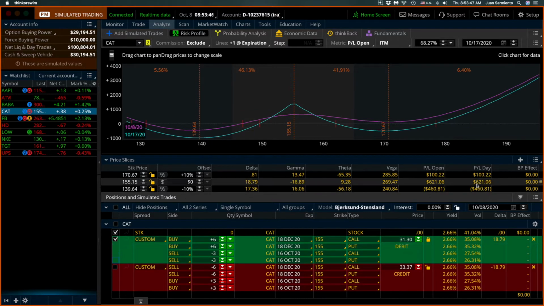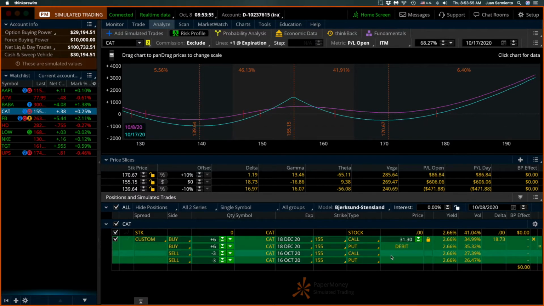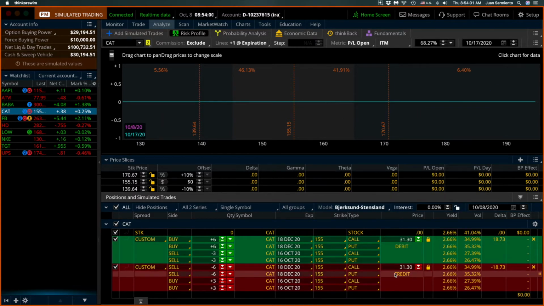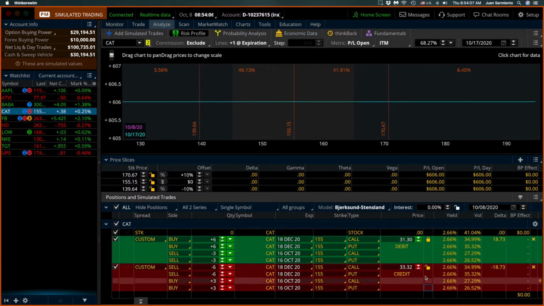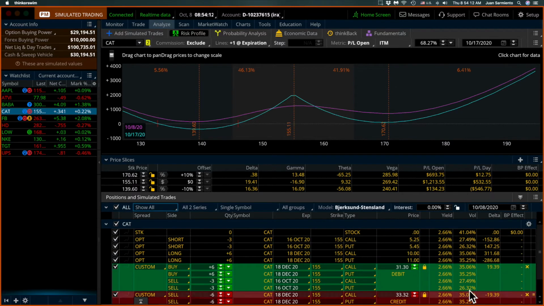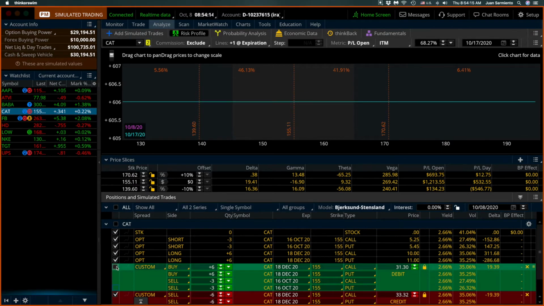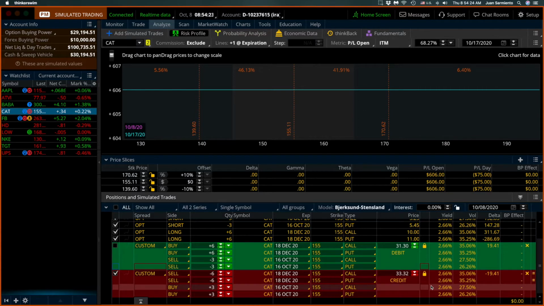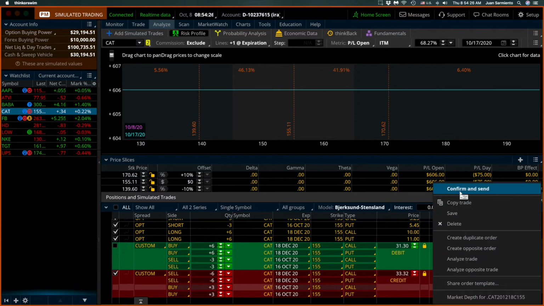And we have $621 in profits. Let's assume we didn't have that, I can simply invert this, analyze opposite, and that's the closing trade. In this case I'm selling it for $33.32, well above my original price. Let's show all and hide the original trade, and you can see that that is what we're going to get, $606. Okay, closing this position, and that frees some capital for new trades. So let's close that, confirm and send.